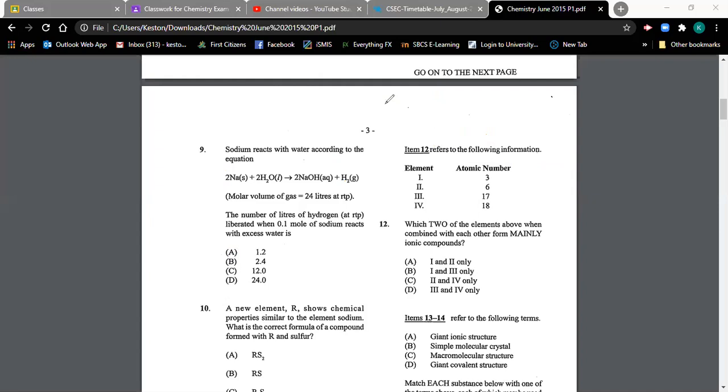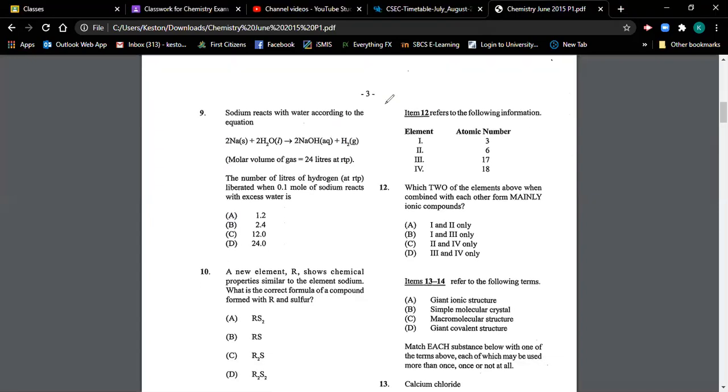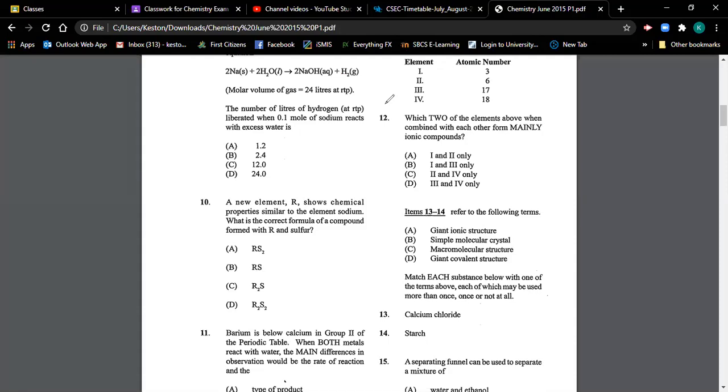Very good. 10. A new element, R, shows a chemical property similar to the element sodium. What is the correct formula of a compound formed with R and sulfur? We saw this one before, so I'll give you guys a chance to respond. I'm going to click on the draw.